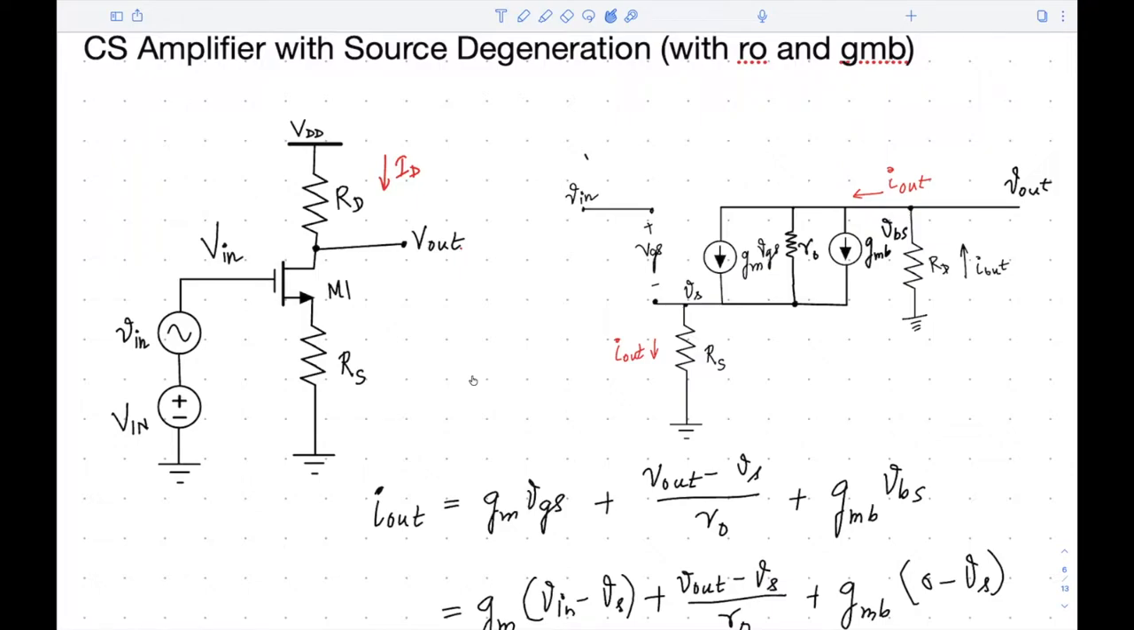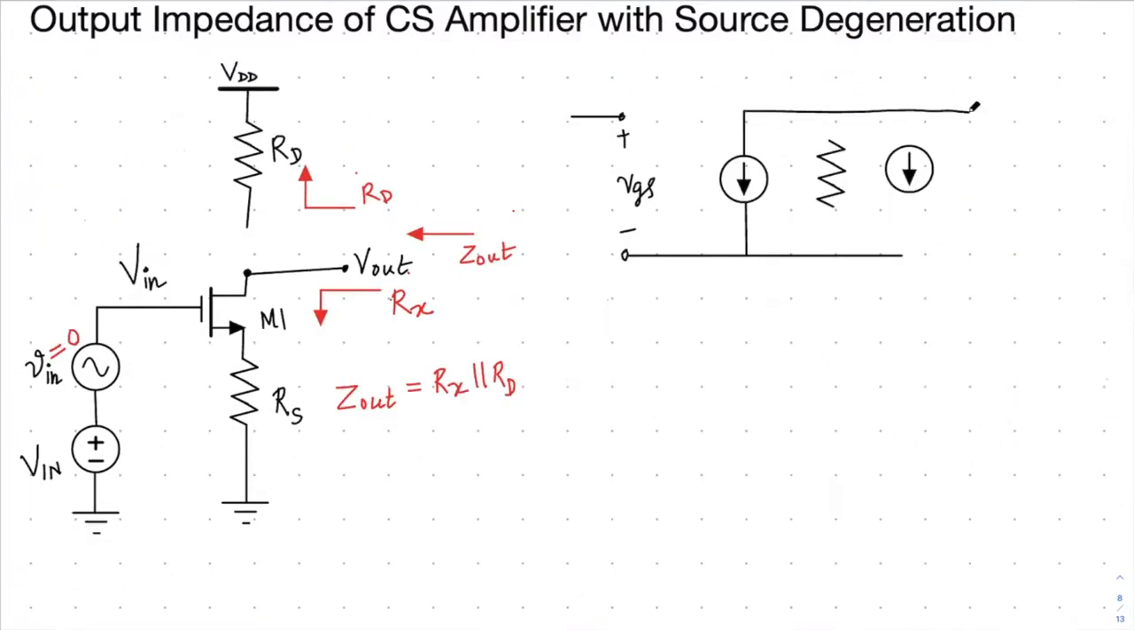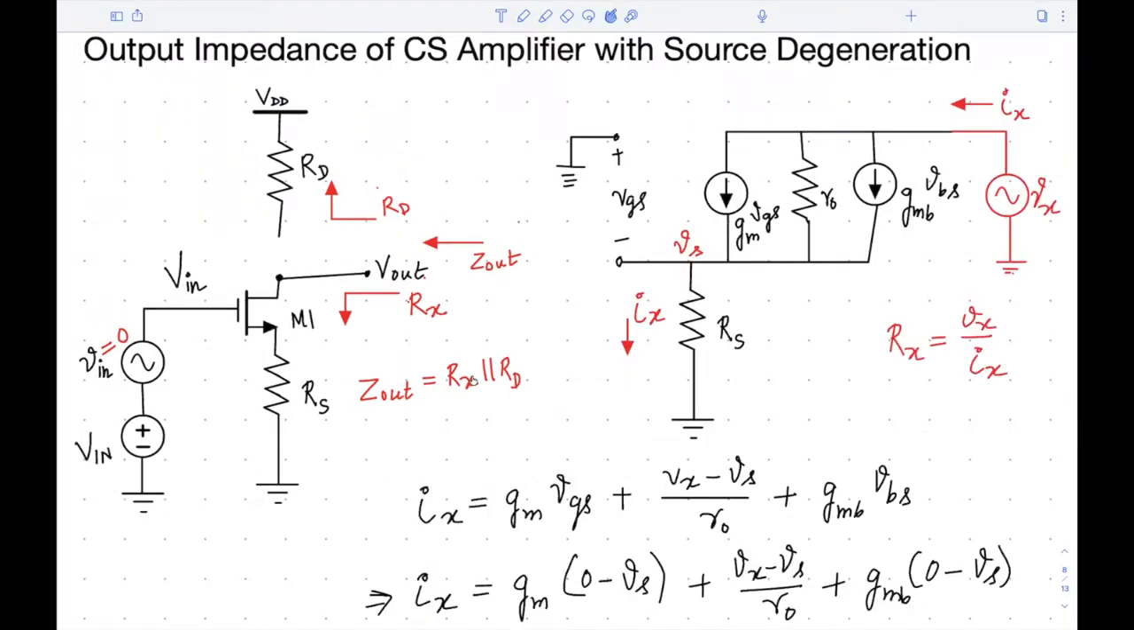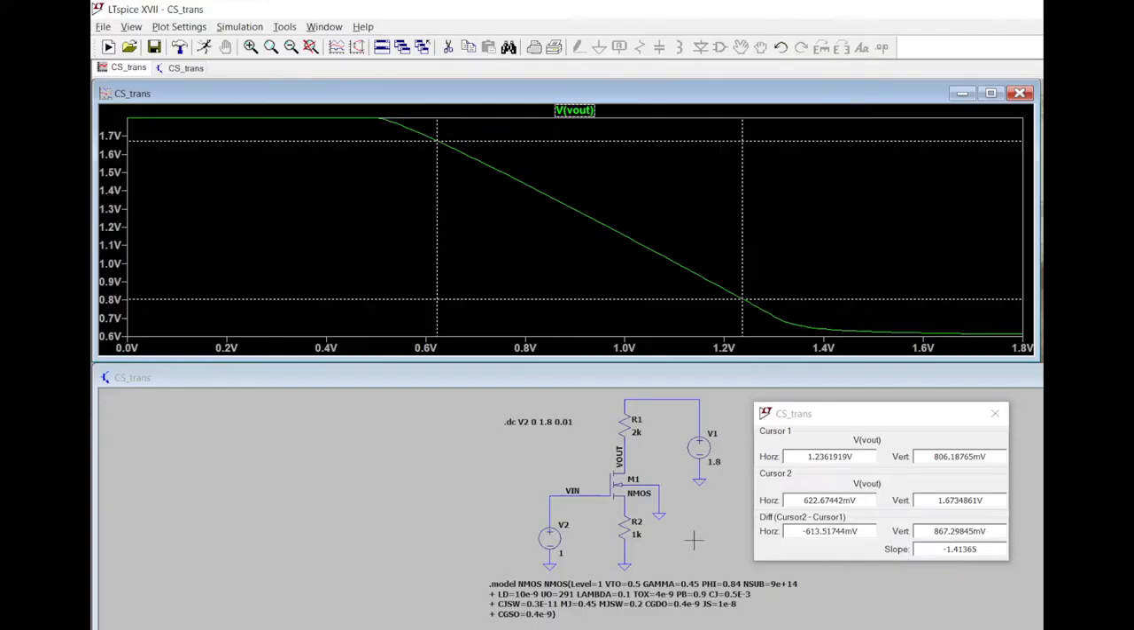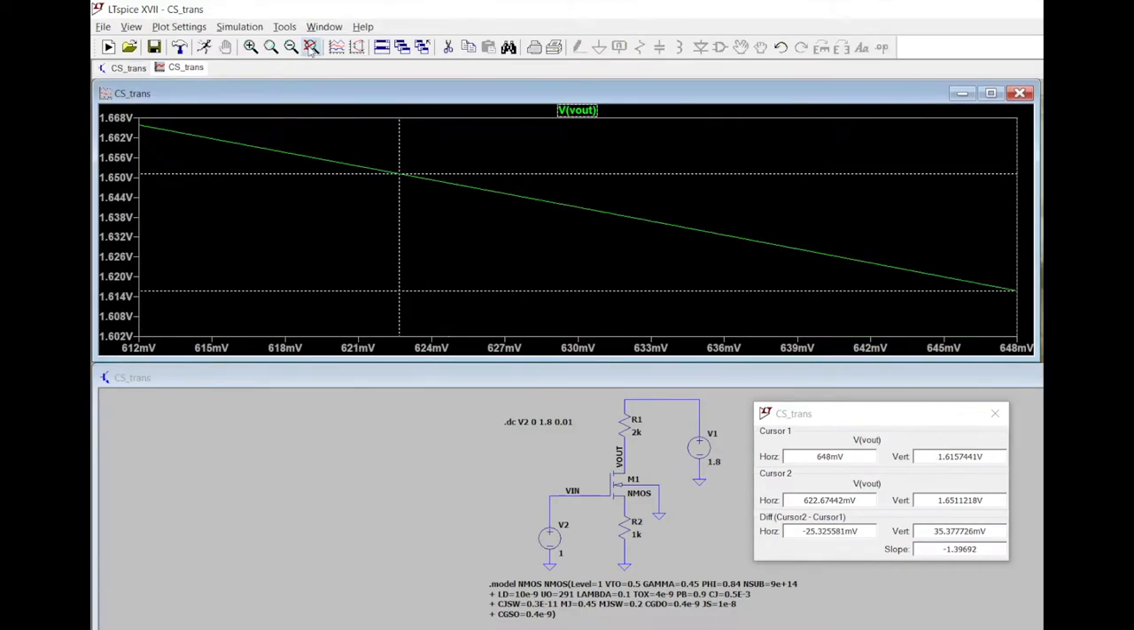We'll draw the small signal circuit of this amplifier, and we'll try to find out the gain, including the channel length modulation and body effect. Then we'll try to estimate the output impedance of the common source amplifier with source degeneration. This concept is the basis for the cascode amplifier and very high gain folded cascode op amps. Lastly, we will simulate all the circuits that we have discussed in LTSpice for better understanding of the concepts. So we have many things to discuss today. So let's get started.